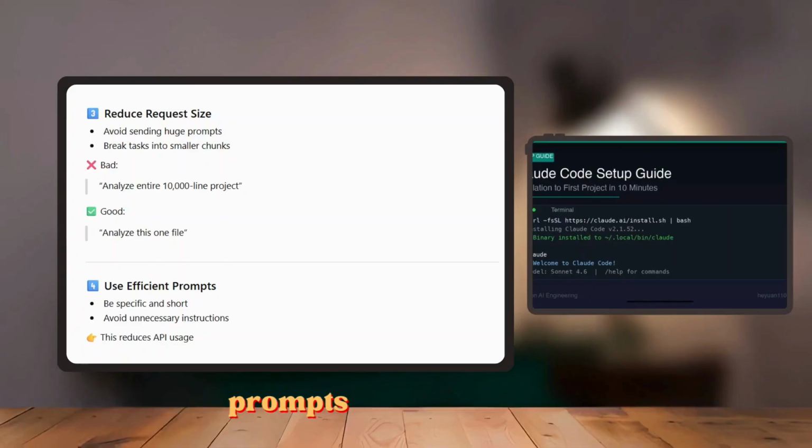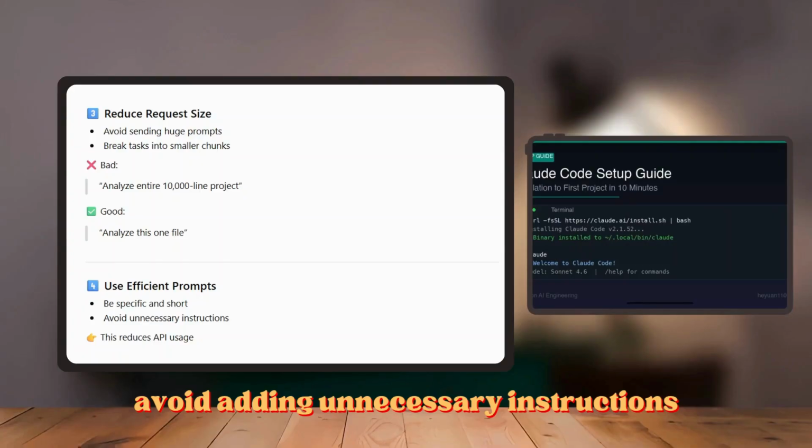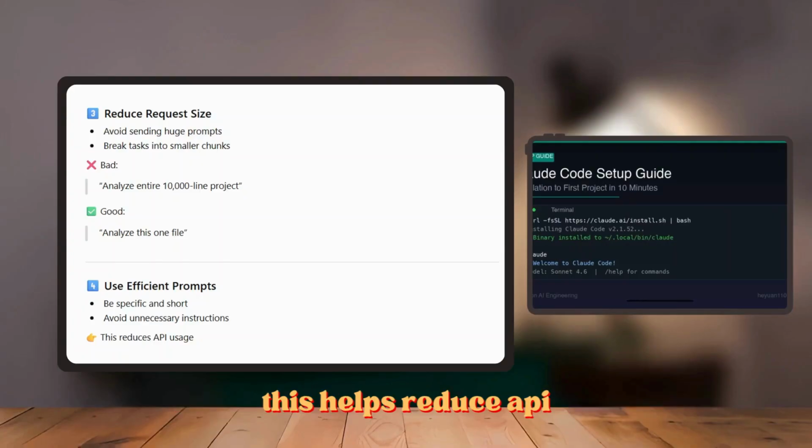After that, use efficient prompts by keeping them short and specific, and avoid adding unnecessary instructions, because this helps reduce API usage and improves response speed.